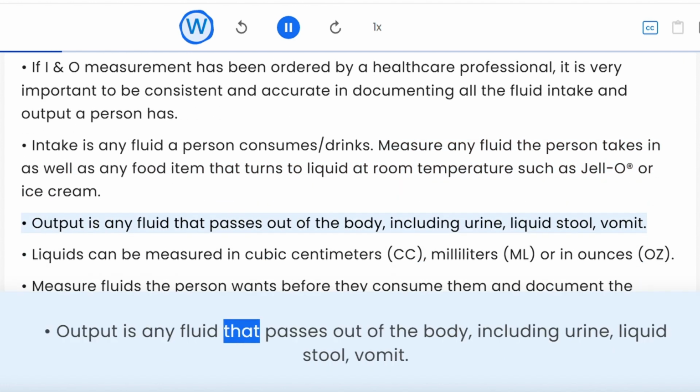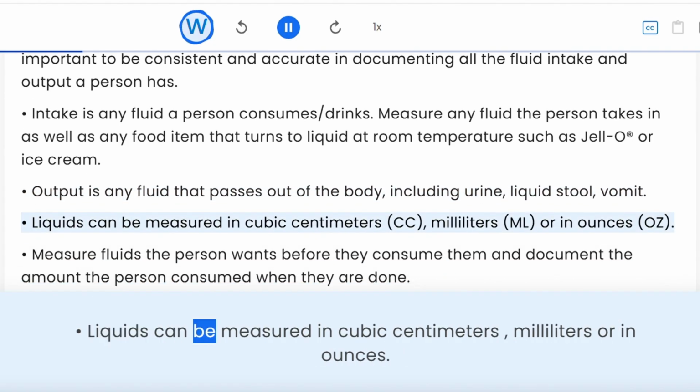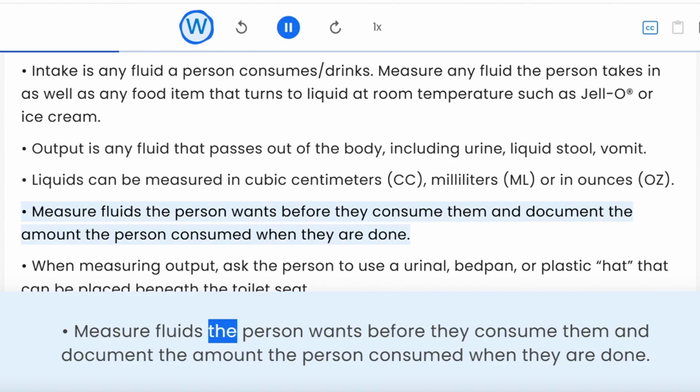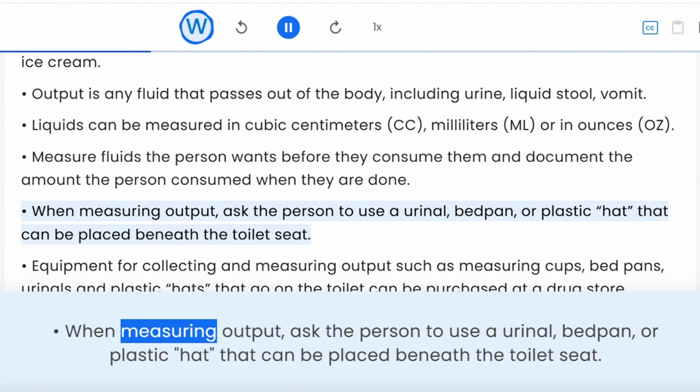Output is any fluid that passes out of the body, including urine, liquid stool, vomit. Liquids can be measured in cubic centimeters, milliliters, or in ounces. Measure fluids the person wants before they consume them, and document the amount the person consumed when they are done. When measuring output, ask the person to use a urinal, bedpan, or plastic hat that can be placed beneath the toilet seat.